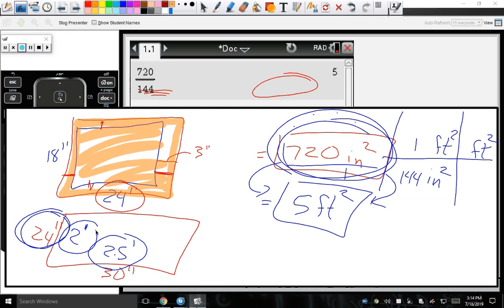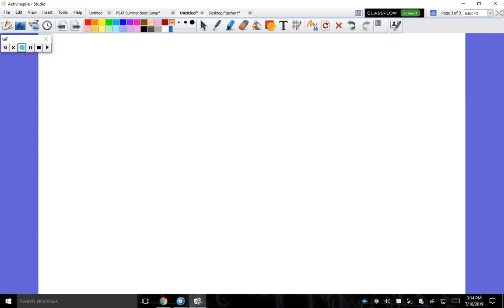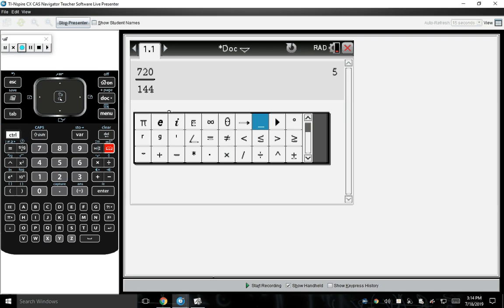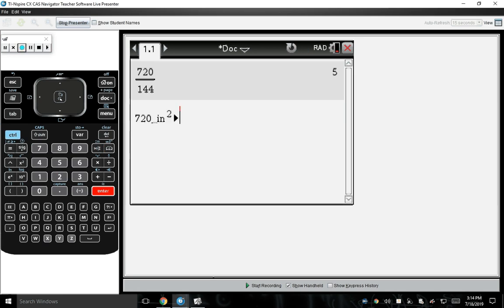Okay? So let's go to 720 inches squared in our calculators. So 720, underscore, inches squared. And then we're going to do what? Do y'all remember what buttons for the conversion factor? Yeah, Control Book. Go to that triangle and then underscore, we're going to change this to what? Feet squared. And there you go. 5 feet squared.